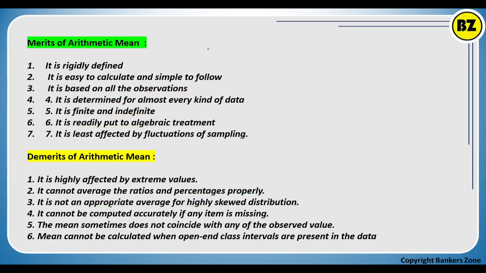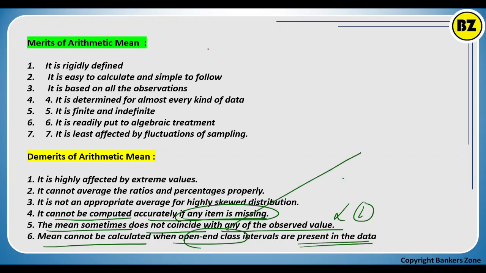Very easy. Now it cannot be computed accurately if any item is missing. The mean sometimes does not coincide with any of the observed values. This may happen, right? The mean cannot be calculated when open class intervals are present in the data.